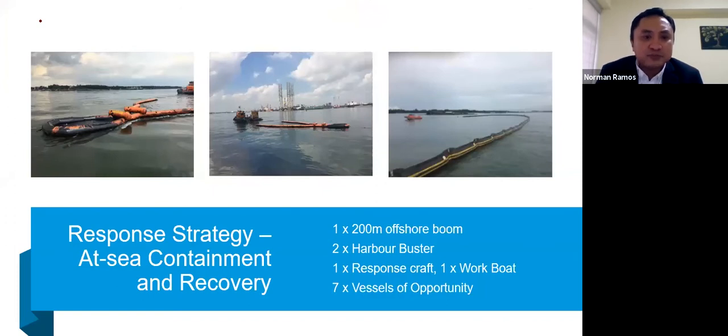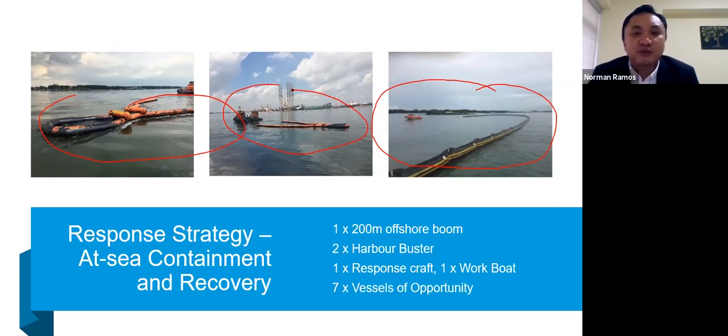Some of the things that we have done as a response strategy, some of the support that we have: we use one 200 meter offshore boom, which, as I have mentioned, is what we call the row boom. We use two units of harbor buster. I am actually one of the leads who did the at-sea containment, so I used the harbor buster at that time. We use about 7 vessels of opportunity, 1 workboat, and 1 response craft. These are the numbers of vessels that we used when doing the at-sea containment and recovery.